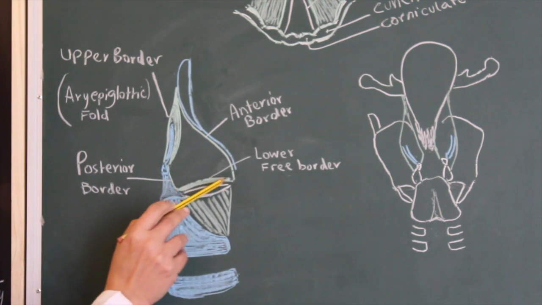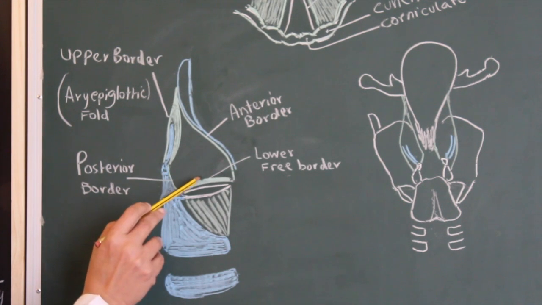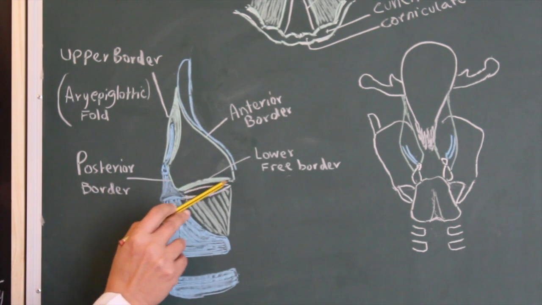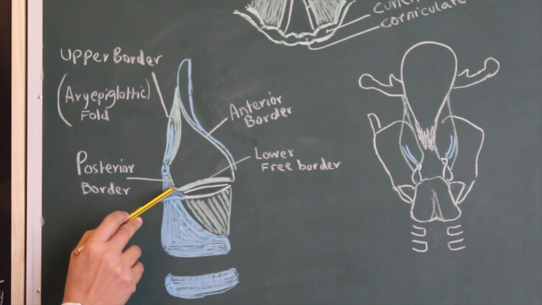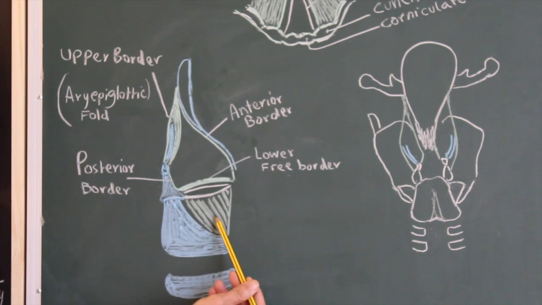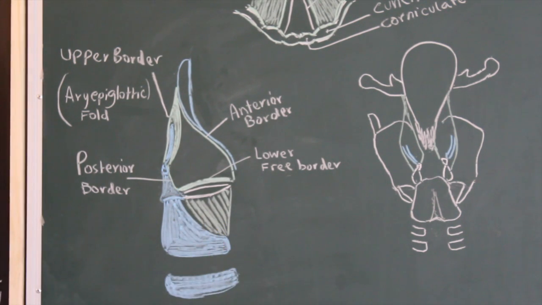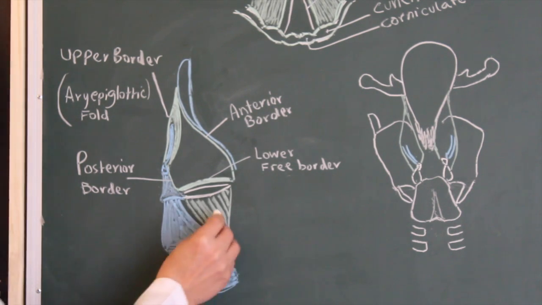Against the superior border is the inferior border, which is free. It's the free border of the quadrangular membrane. It's making the vestibular fold. Now, this structure is the conus elasticus. Right? This is the conus elasticus.